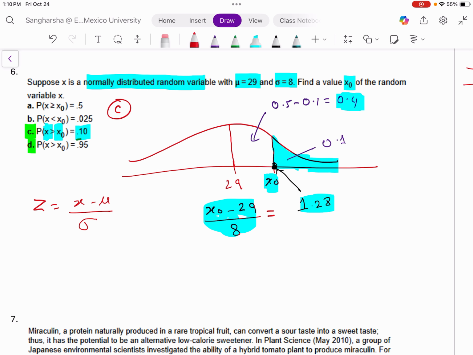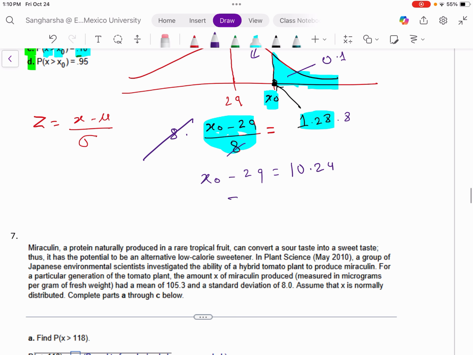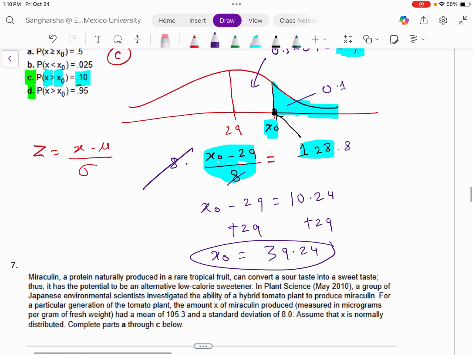Okay, now let's simplify this. We multiply both sides by 8. This 8 cancels. We have x naught minus 29 equals 1.28 into 8, 10.24. Now we add 29 on both sides and we get the value of x naught, which is 39.24. So this is the x naught for part C.